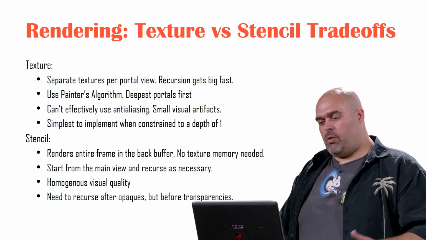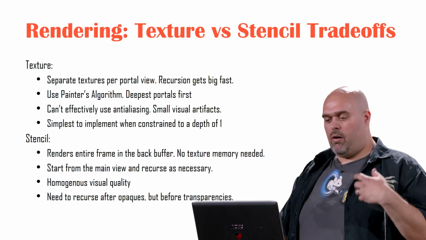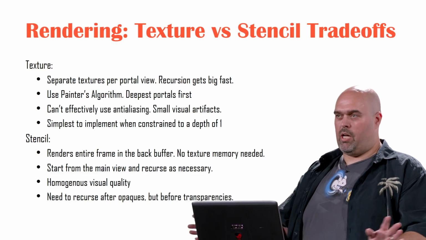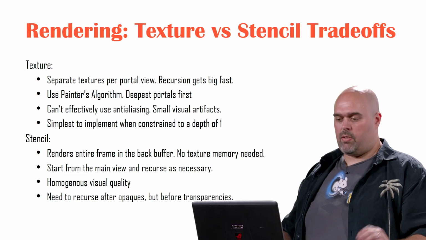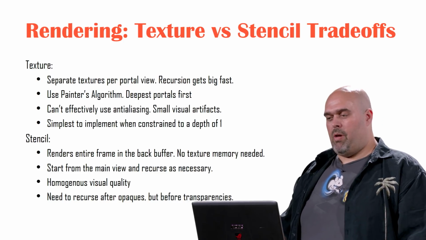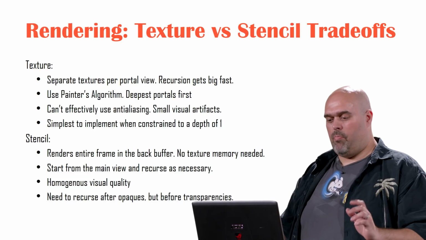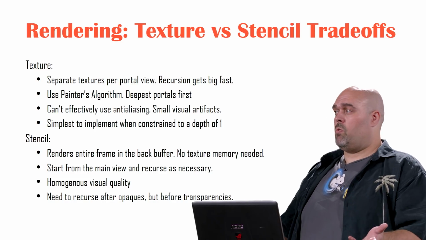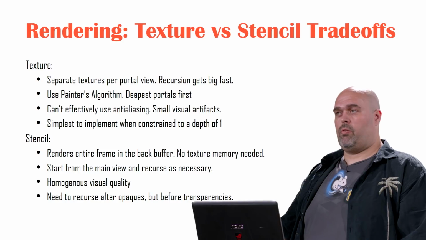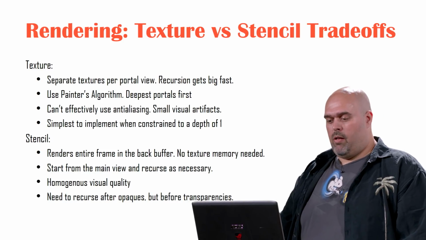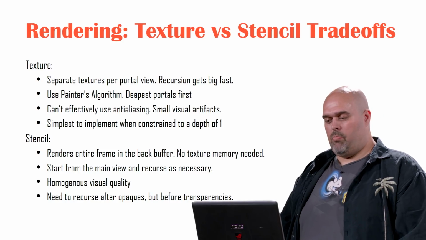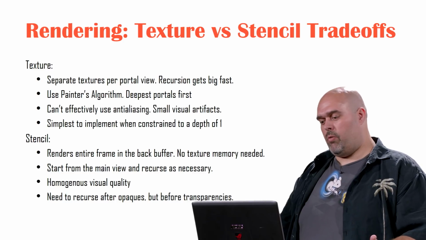By contrast, when we render with stencils, it renders the entire frame to the back buffer, so you don't have any extra texture memory requirements. You're doing it all in a single pass. Starting from your main view and working your way in, you actually have to nest it a little bit, so it's interesting. You're guaranteed to get homogeneous visual quality because it's a single pass, the way you're rendering the rest of your frame. But it has a lot of extra complexity of when you render them and how you render them.